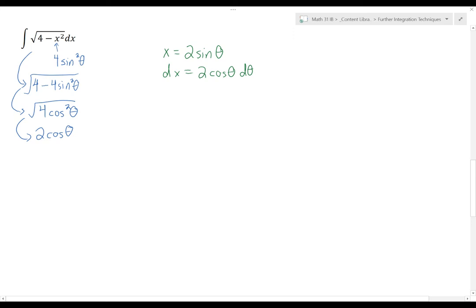Taking the derivative is why I chose to make it 4 sine squared theta instead of 4 cos squared theta, just because then I don't have to worry about a negative sign when I take the derivative. But the process would work the same. You could definitely use cosine instead of sine. Your end result will look a little different, but it will be mathematically equivalent with potentially a constant difference. All right, so this is what I have.